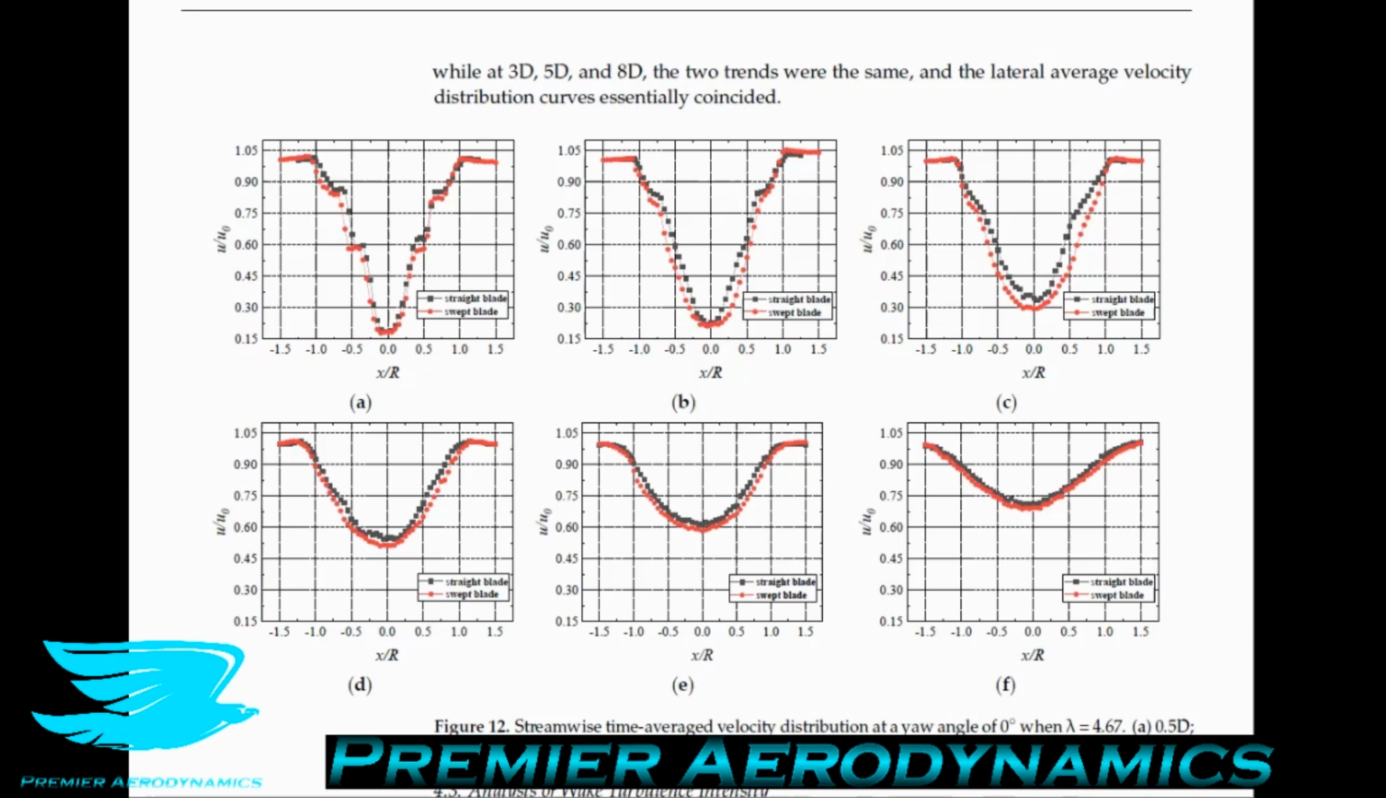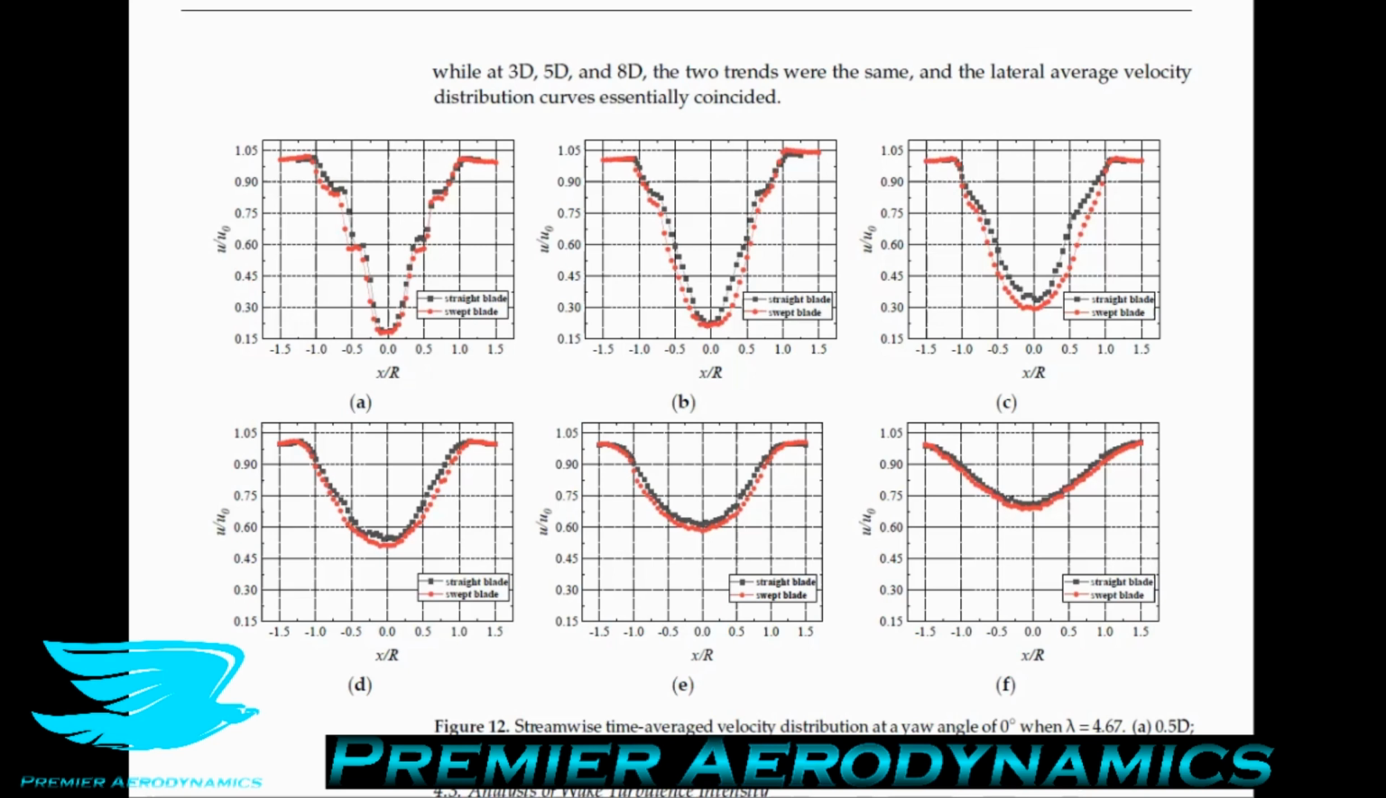And they have on the y-axis the u divided by u naught, and u naught is the free stream velocity, and u is the wake velocity at that point. So it just shows the normalized wake. They say, figure 12 reveals the streamwise time average velocity distributions of the wake of the wind turbines with straight blades and swept blades when the tip speed ratio equals 4.67 without yaw. Streamwise is the free stream direction. The time average means that they're averaging this over a 20-second period each point to get rid of any potential stochastic errors. And it's the velocity that they're measuring.